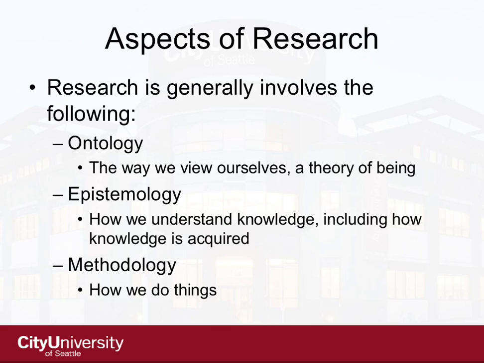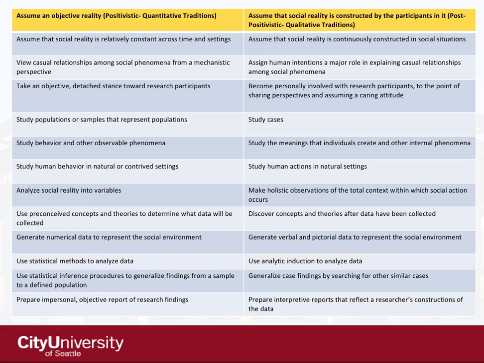Now, research generally involves the following, and these are more philosophical words: ontology, epistemology, and methodology. Ontology is the way we view ourselves. It's a theory of being. Epistemology is how do we understand knowledge? How do we know what we know, including how knowledge is even acquired. And methodology specifically is how we do things.